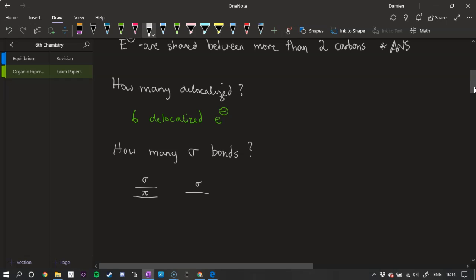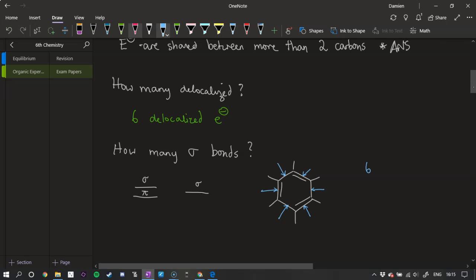So if we go back and have a look at our structure, just for argument's sake, we're drawing double, single, double, single, double, single, and then we have the hydrogens coming off. If you count up, let's start with the first double bond. There is a sigma bond here, there's a sigma bond here and a single bond, there's a sigma bond here, sigma bond here, here, and here. So we're at 6 already.